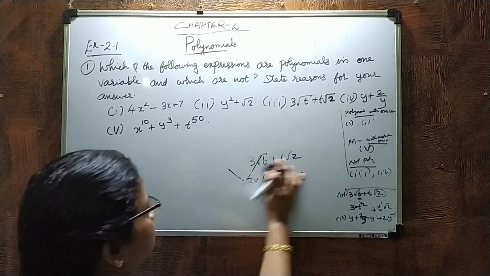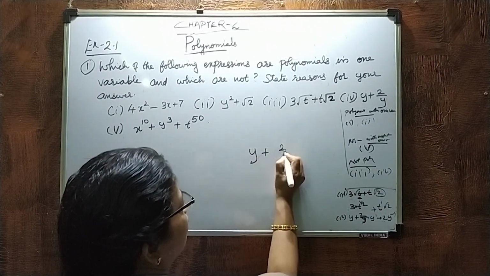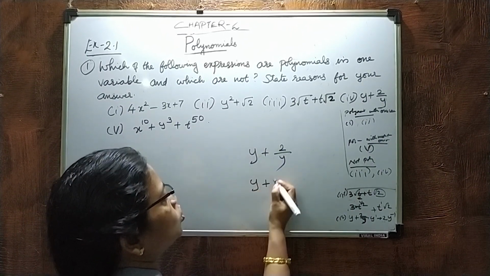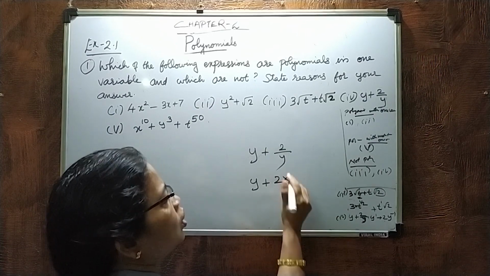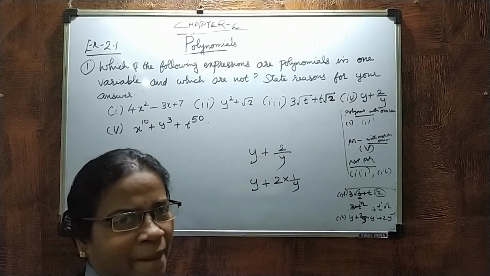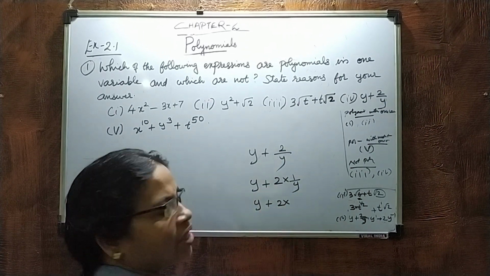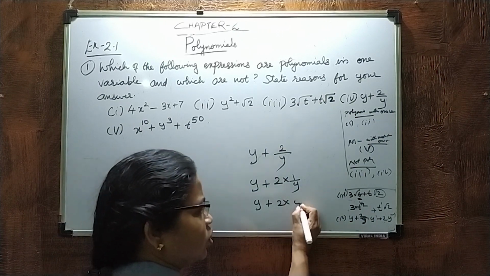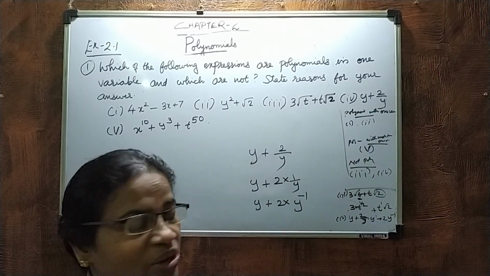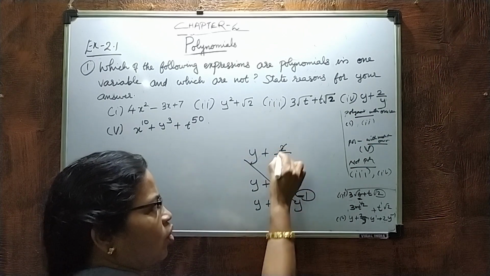Then next thing, y plus 2 by y. Now 2 by y means 2 into 1 by y. We can split like this: y plus 2 into 1 by y. By the laws of exponents, we know it is y raised to negative 1. Negative 1 is not a whole number, so this is not a polynomial.